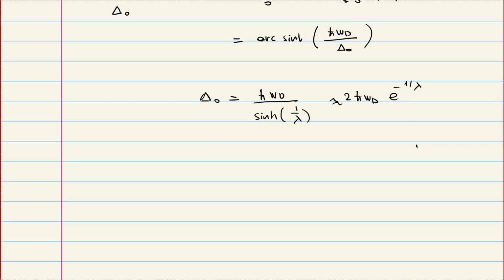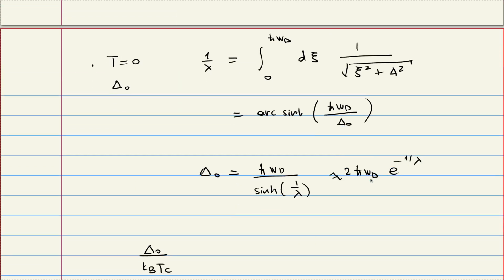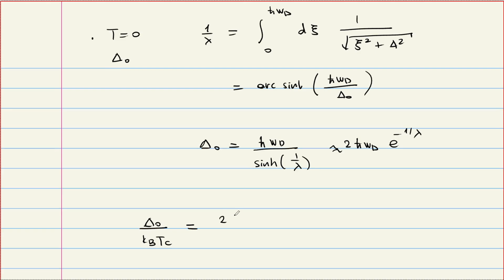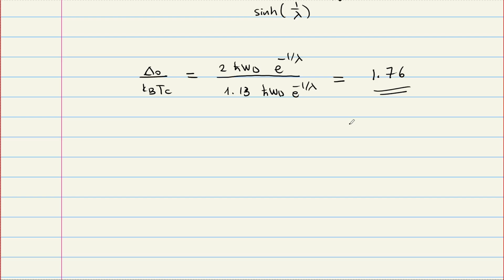And the result that BCS confirmed, which was also confirmed experimentally, was delta 0 divided by k_B T_C, right? Here there's h bar omega_D and e to the minus 1 over lambda. Here I also have h bar omega_D, e to the minus 1 over lambda, and they are going to cancel nicely. And I found, let me just write, this is 2 h bar omega_D e to the minus 1 over lambda divided by 1.13 h bar omega_D e to the minus 1 over lambda, and this is equal to 1.76. So that's the famous result in the BCS paper, and many good superconductors give very close results to this. You just find T_C and you look at particular excitation gaps, you take the ratio, and it is independent of any of those macroscopic details. And that's a good way to confirm your theory with experiment.